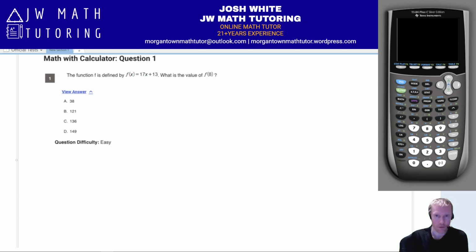Okay, so starting off, question number 1. This is a fairly straightforward question. You're just evaluating this function for an x value of 8. So that just means we're going to plug in 8 for x, and then do order of operations, multiply out 17 times 8, and add 13 to it. You can do it all on the calculator. The correct answer is just going to be letter D, 149.